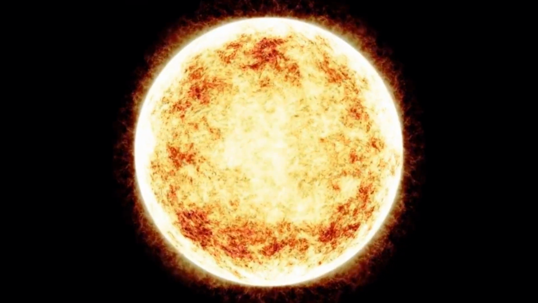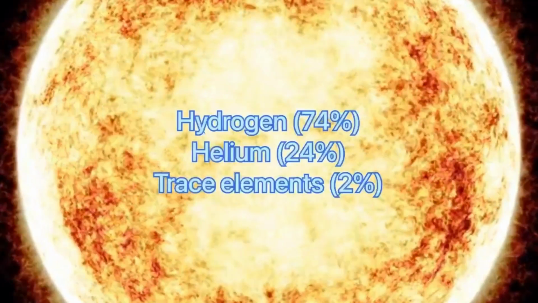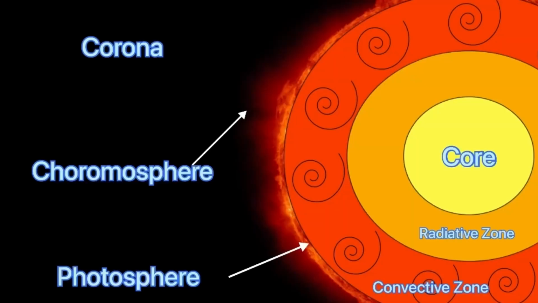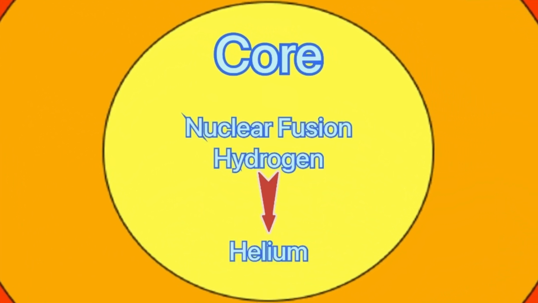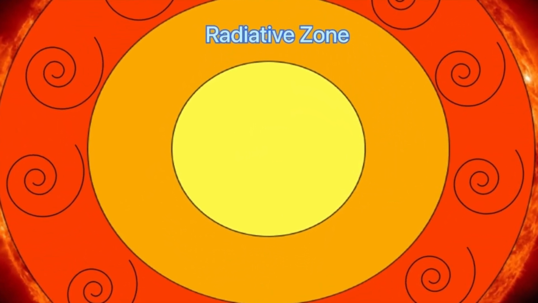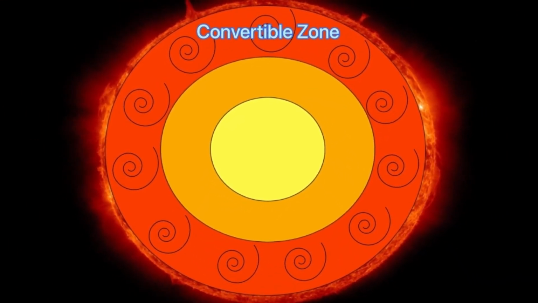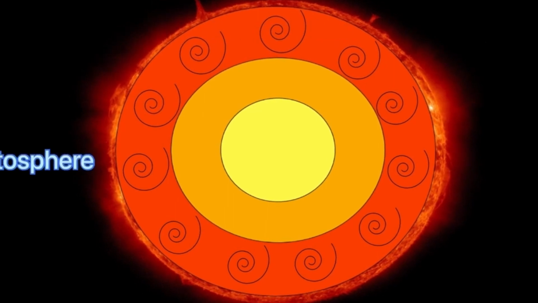The Sun is estimated to be 4.6 billion years old and is mainly composed of hydrogen, helium, and trace elements. The core is the central region where nuclear fusion occurs, converting hydrogen to helium. The radiative zone is the region where energy is transferred mainly through radiation. The convective zone is the outer layer of the Sun's interior where heat is transferred through convection.